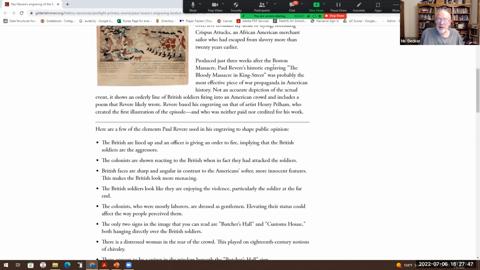Produced just 3 weeks after the Boston Massacre, Paul Revere's historic engraving, The Bloody Massacre in King Street, probably the most effective piece of war propaganda in American history. Not an accurate depiction of the actual event, and we've read about the others. Revere based his engraving on that of artist Henry Pelham, which we'll get into more of later, who created the first illustration of the episode. Henry was never paid nor credited for his work.